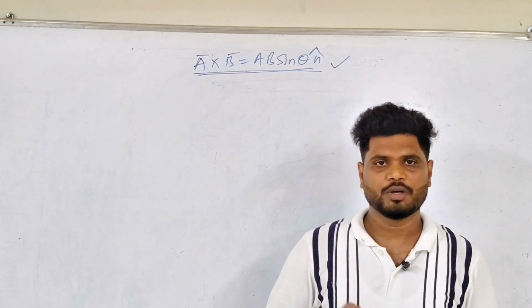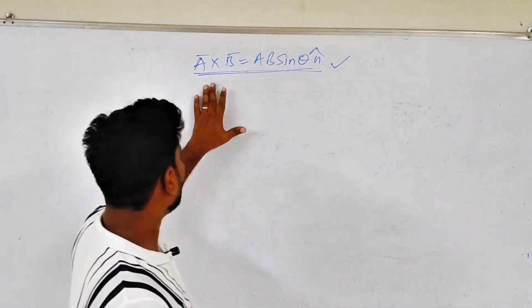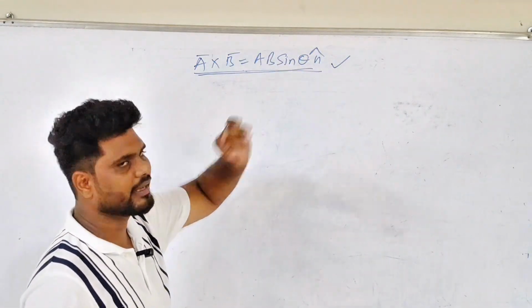A bar cross B bar equals AB sin theta n cap.